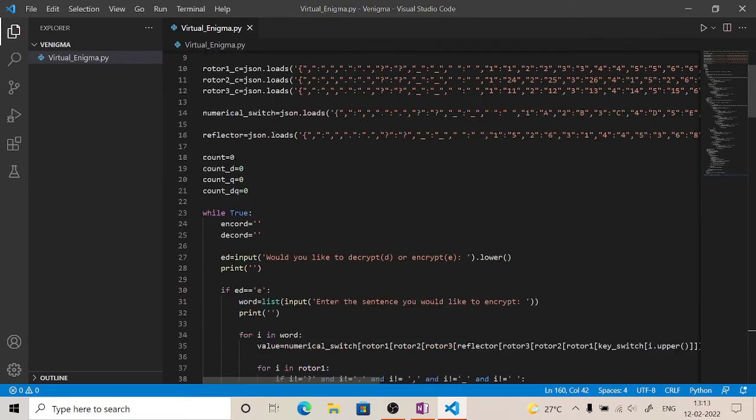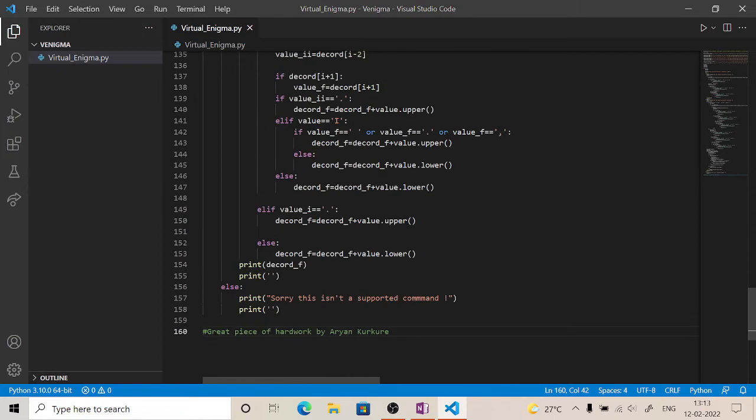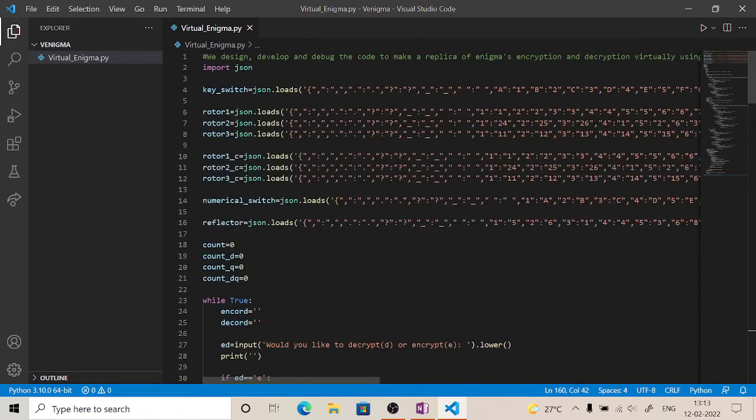So this is the whole big code of around 150 lines with lots of hard work which I have put behind this. And as you can see, as I had discussed some of the terms earlier, such as key switch, numerical switch, the reflector, rotor 1, rotor 2, rotor 3. And I'm using JSON format. One main reason why I'm using JSON format is that it makes it much easier for me. When I want to change A as 1, B as 2, C as 3, when I'm using JSON, just by putting A in the input as the key switch, I would be getting 1 as the output.